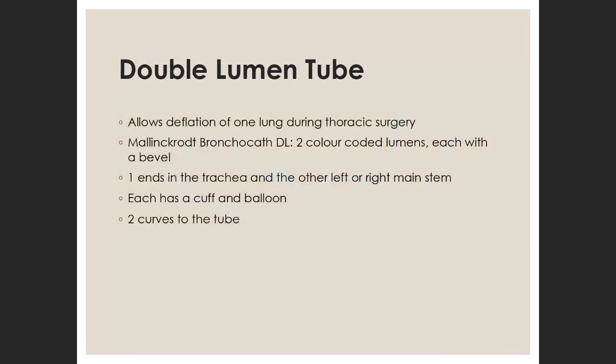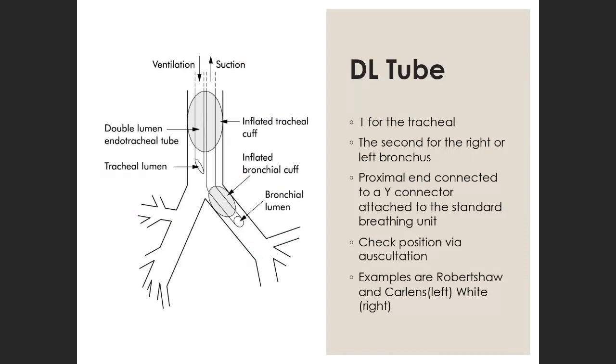A double lumen tube is another special tube, and you simply need to know about it because when we need to isolate a lung, something is wrong with one of the lungs and we need to operate, so the other lung needs to be deflated or removed or something, then we need a special arrangement. It's called a double lumen tube. All right?